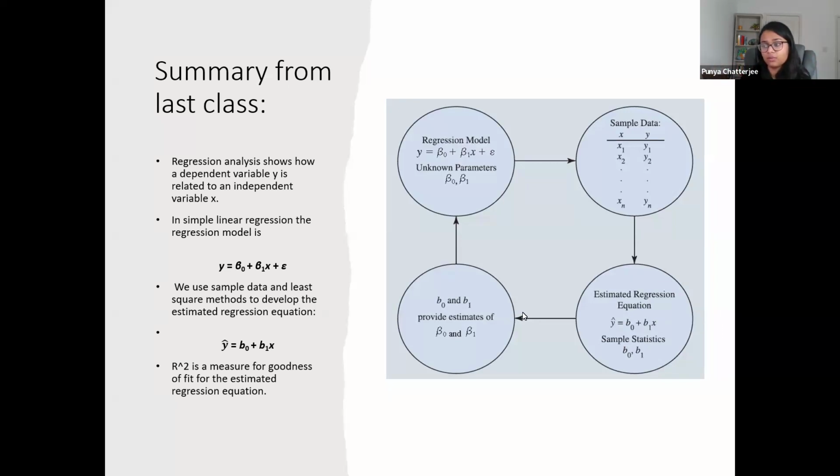And then we also looked at R square. We talked about R square being a goodness of fit, meaning that R square basically tells you how good your model is, or how much variation of y can be explained by this regression equation. So we're going to talk about these terms again and again. It will become easier on your ears.